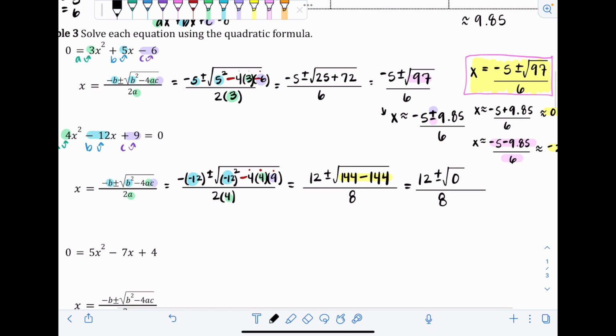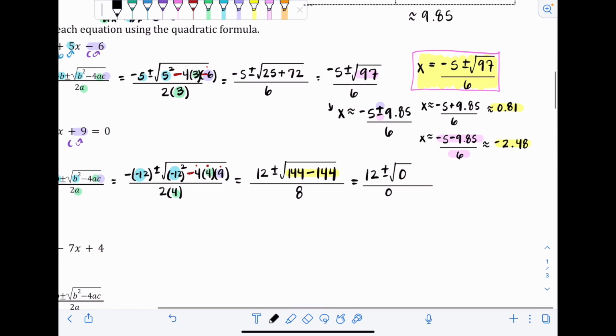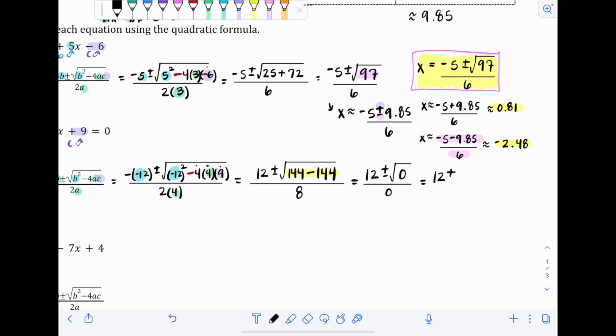And then 0, you can take the square root of it. It's technically a perfect square, because you can square root 0 and just get 0. So this would become 12, and then plus or minus the square root of 0 is just 0, because 0 squared is 0, over 8. I don't know what happened to the bottom part of my 8, but 12 plus or minus 0 over 8.